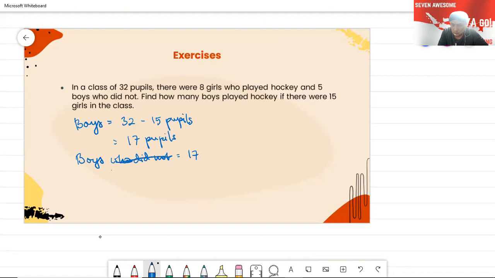Boys who played: 17 minus 5 pupils equal to 12 pupils.